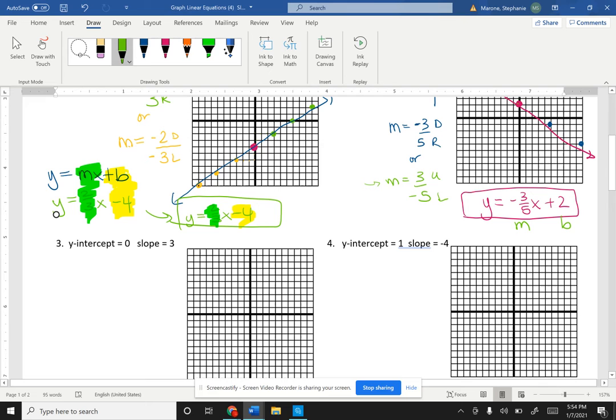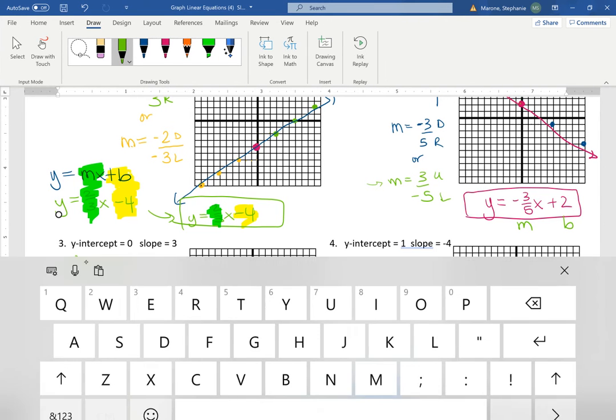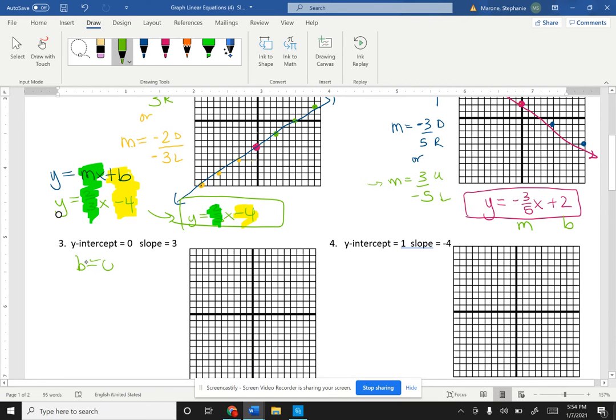The y-intercept is 0. And the slope is 3. The y-intercept is 0 means we start here. The slope is 3 means that we are going to make a fraction out of it. So it's 3/1, because remember, it's always rise over run. So we can go up 3 and to the right 1 from that green point.